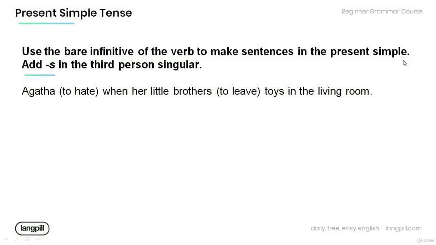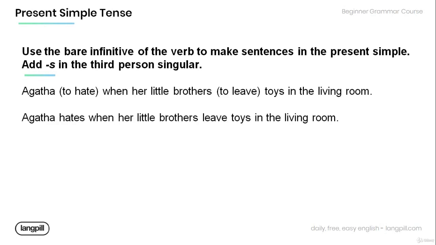Remember that in the present simple, we use the bare infinitive of the verb. And in the third person singular, we add s to the verb. Now read the following sentence and provide the appropriate form of the following verbs in the present simple. Agatha to hate when her little brothers to leave toys in the living room. Agatha hates when her little brothers leave toys in the living room.